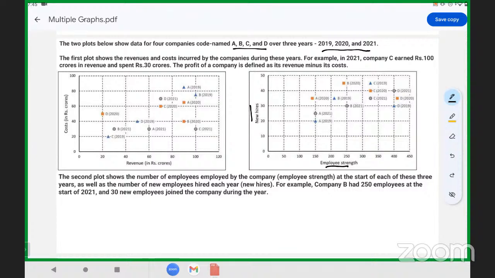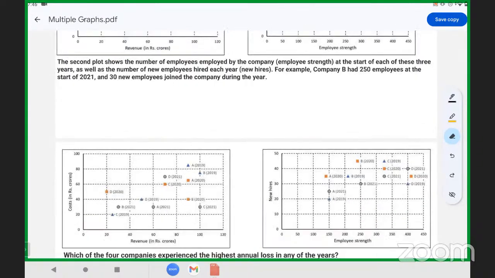And the second graph is regarding the employees. So the number of employees for, suppose, D 2019 were already 400, but 30 new ones joined, which means they will have 430 employees in 2019. So the second graph shows us data regarding all the companies with respect to their profits and the total employees. Let's start with the questions.